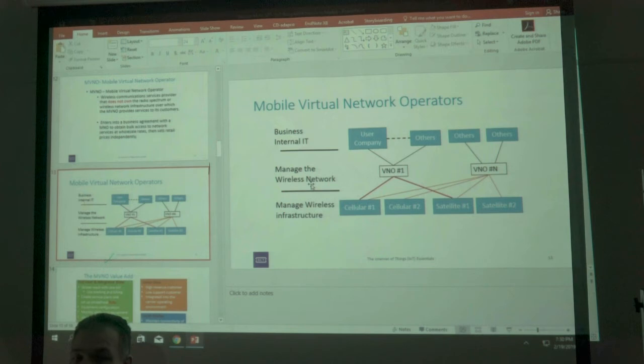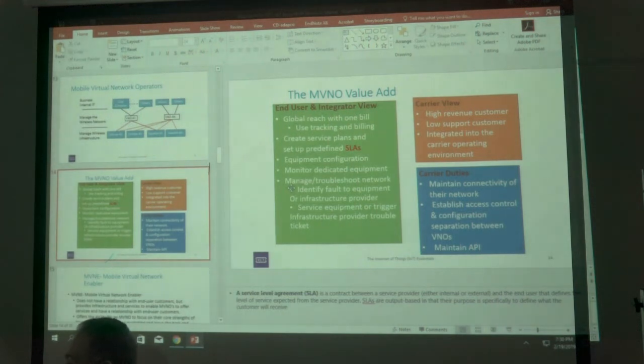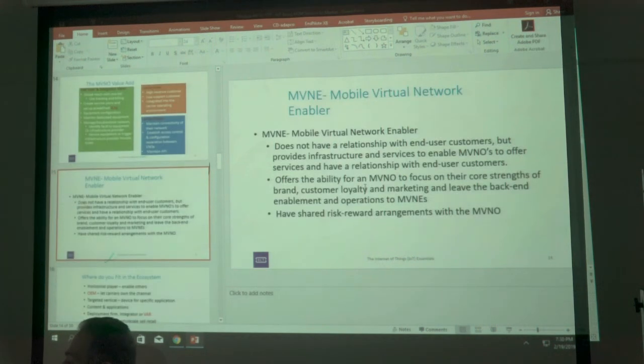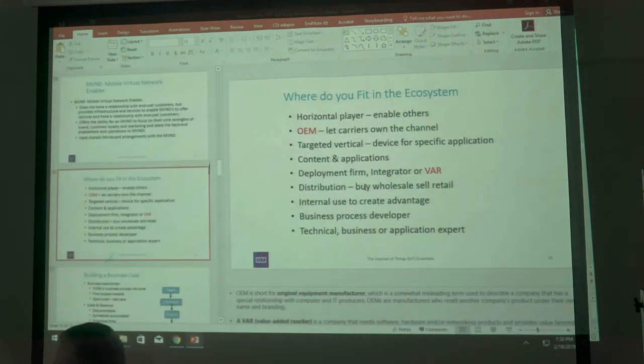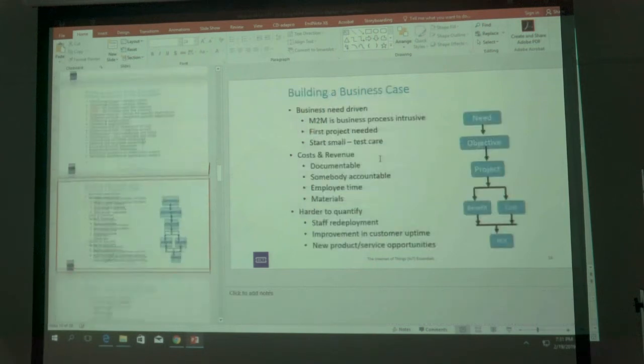So anyway, what are you seeking? I mean, there are big giants, big players in terms of communication. Which ones are you playing with? Which ones are you going to work with? Which carriers? So also you have to work with this. The carrier duties include maintaining connectivity of the network, establishing access control, and maintaining the API. So, again, what level you are, you have to know where you fit in the ecosystem. You have to know who the players in the market are and where exactly you fit.